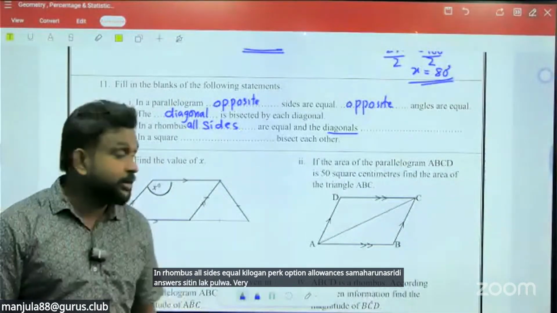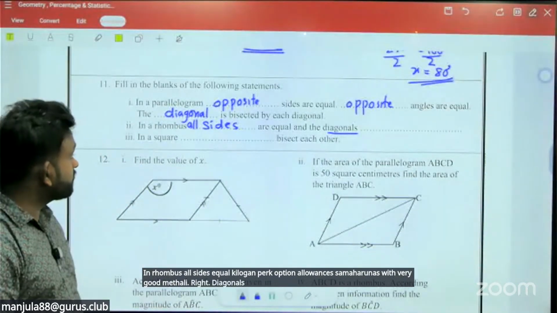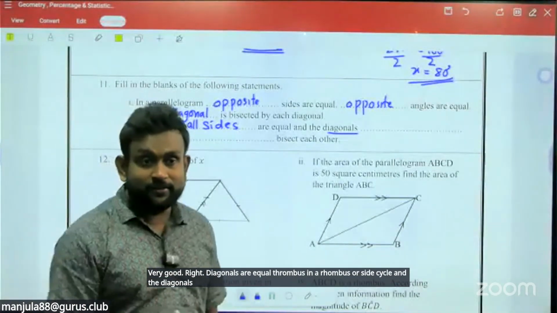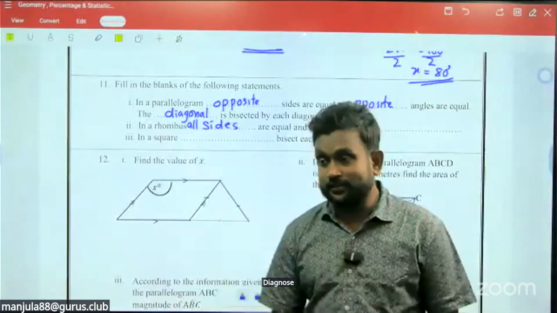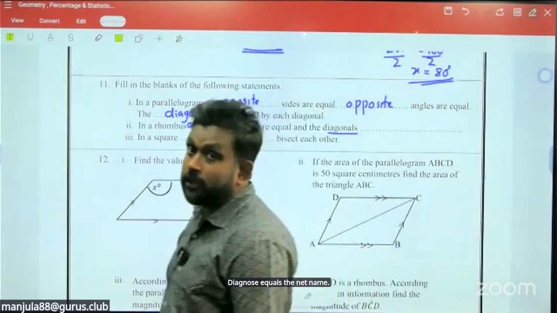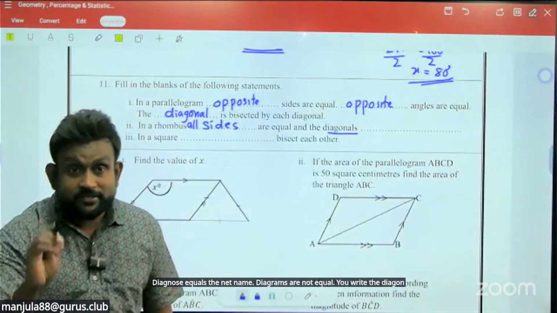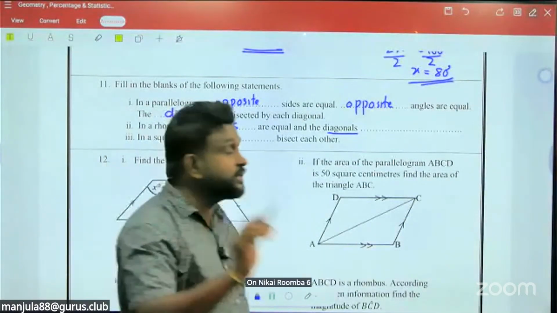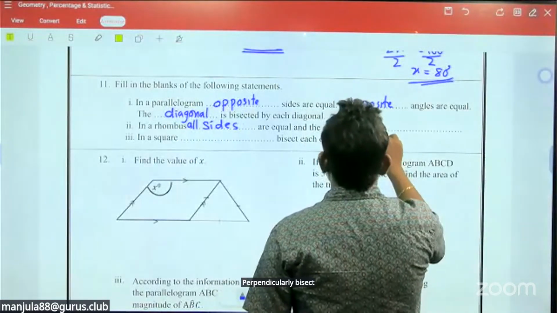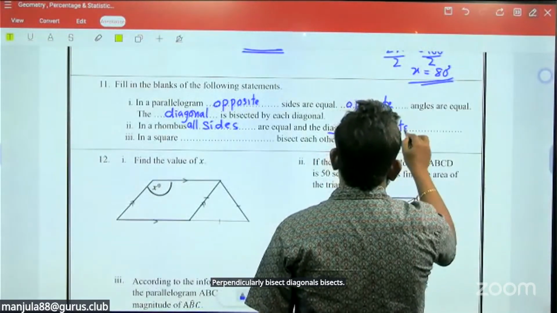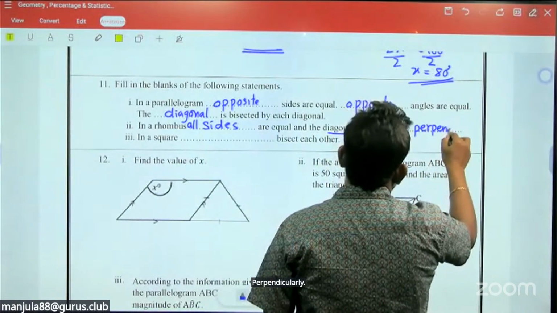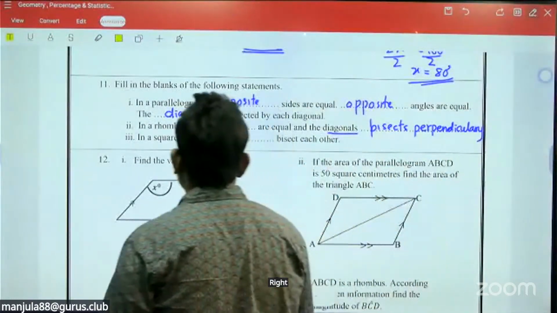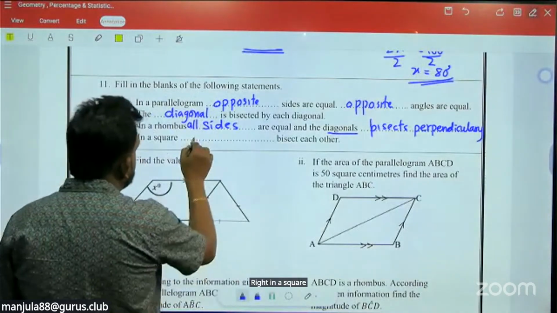Very good Methali. Right. Diagonals are equal. In a rhombus all sides are equal, and are the diagonals equal or not in a rhombus? No. Diagonals are not equal. You write the diagonals bisect perpendicularly. Diagonals bisect perpendicularly. Right. In a square, diagonals bisect each other.